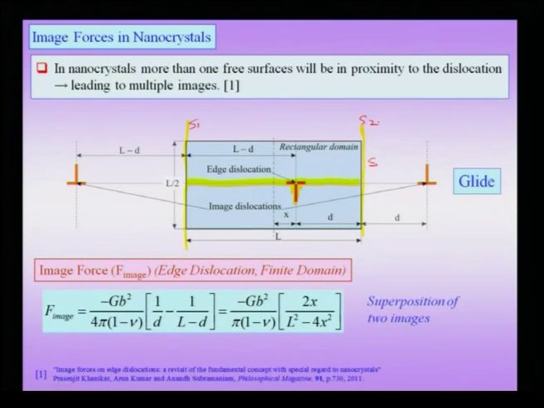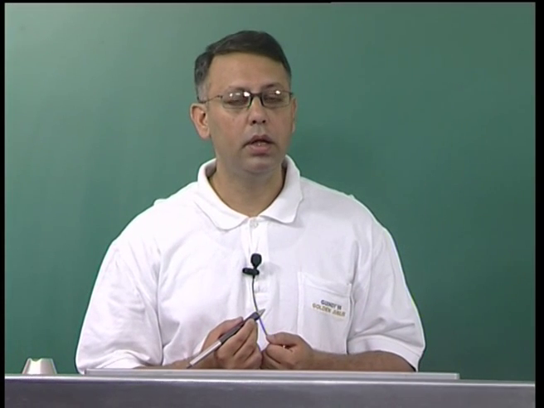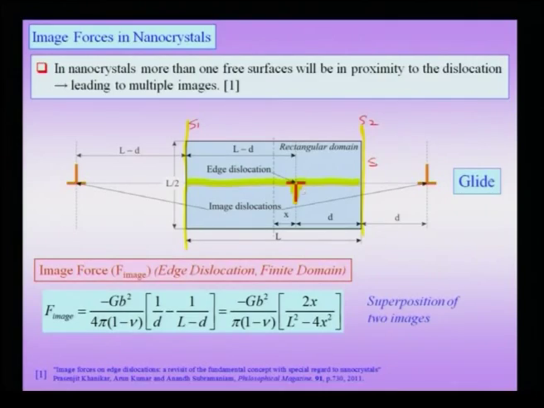This implies I now have to construct two images with respect to these free surfaces to calculate my image force. Suppose this is my positive edge dislocation, there will be one negative edge dislocation on this side of the surface at a distance of d, and there will be one more image on the left hand side at the same distance from this surface. If I call this x, then this will also be x, and therefore I have two images. And the net force can be thought of as a superposition of these two forces arising from these two surfaces which are perpendicular to the slip plane.